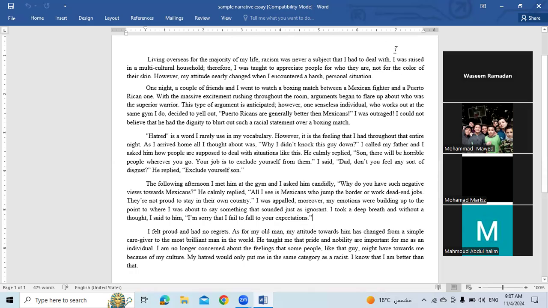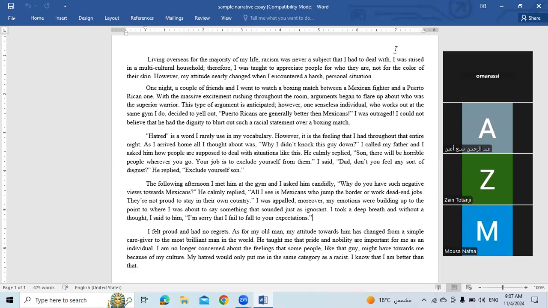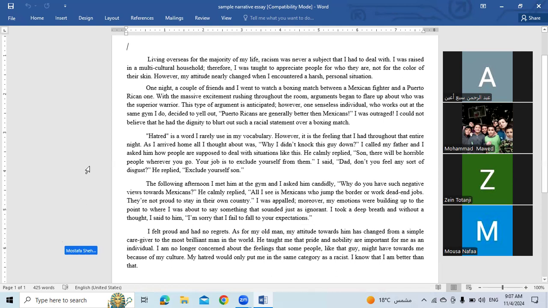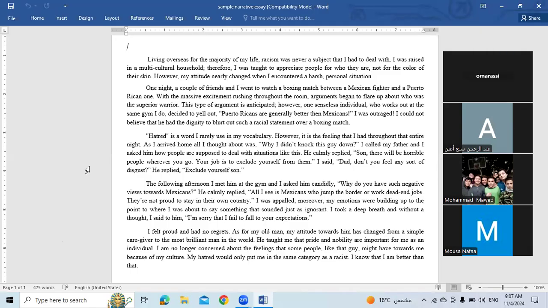Let me see the participants. Okay. Zen, today I need to hear your voice. Come on, Zen. The final paragraph. I felt proud and had no regrets. As for my old man, my attitude towards him has changed from a simple caregiver to the most brilliant man in the world. He taught me that pride and nobility are important for me as an individual. I am no longer concerned about the feelings that some people, like this guy, might have towards me because of my culture.